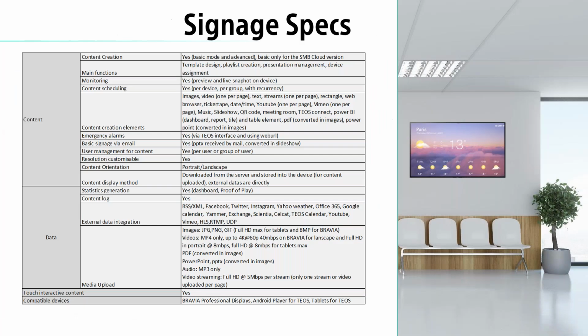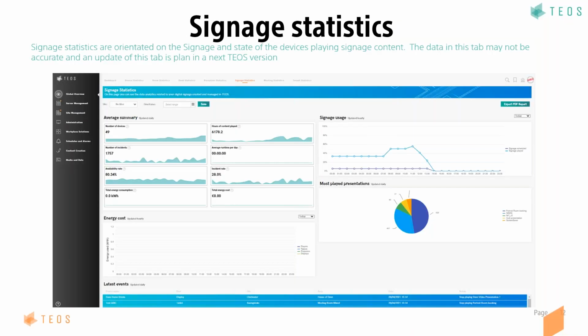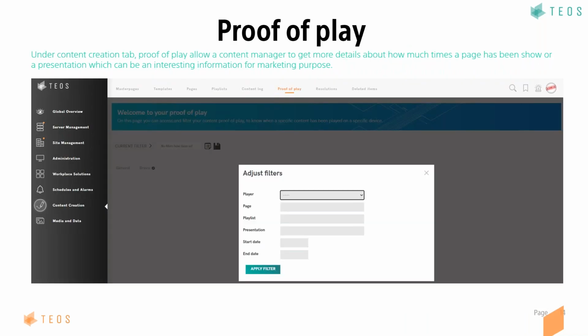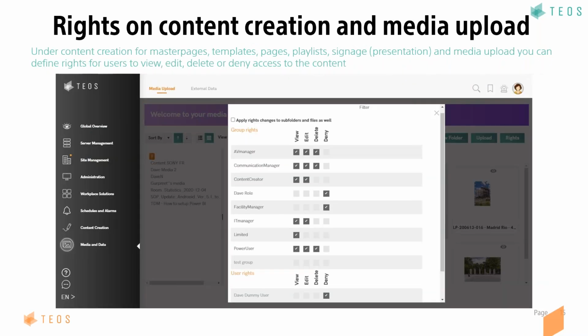Basically, this presentation, you will get it for you to see also based on the slides that we have. In terms of specs as well, you get all the information, and we will send you also our range guide for that, the signage statistics that we presented, the content logs, proof of play, and the user rights that are part of the important, let's say, requests from you and that we have implemented into TIOS.